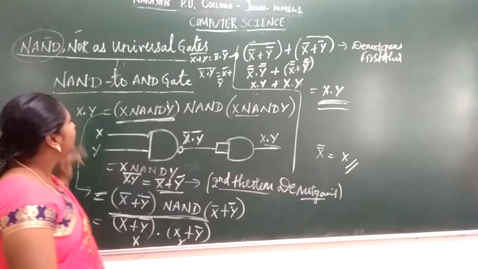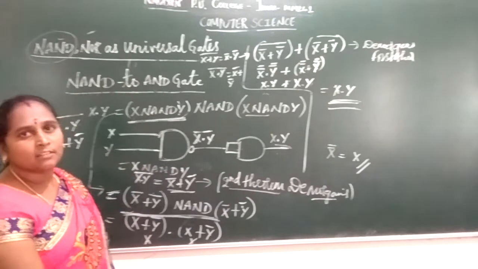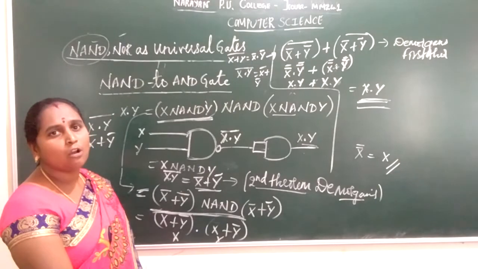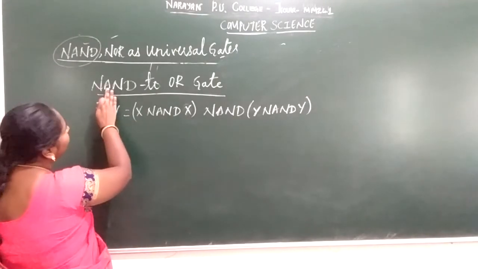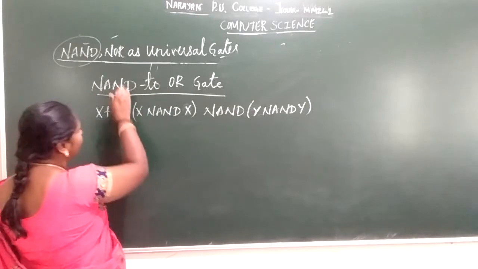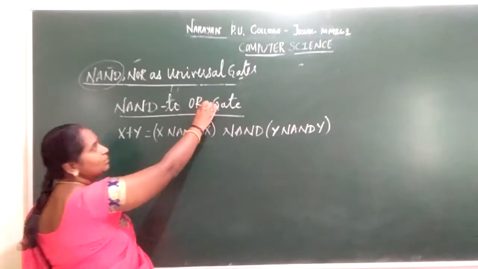So third one, NAND to OR gate. Students, next we are going to see how to convert NAND to OR gate. That is, with the help of a NAND gate, how we are going to implement an OR gate.